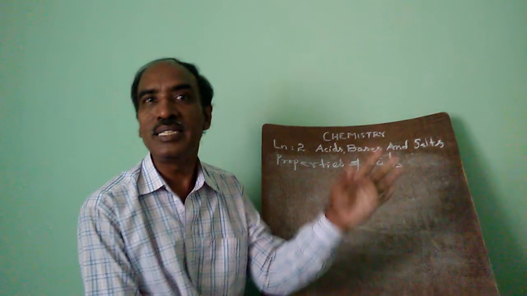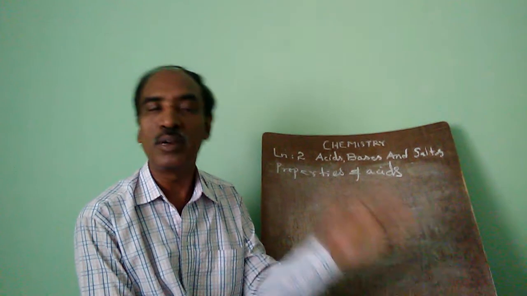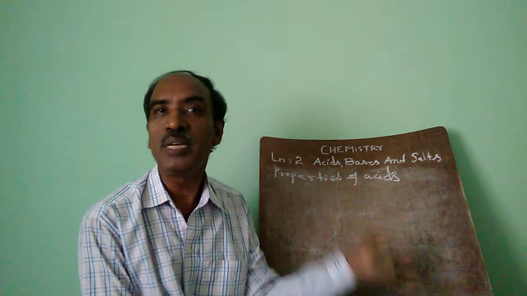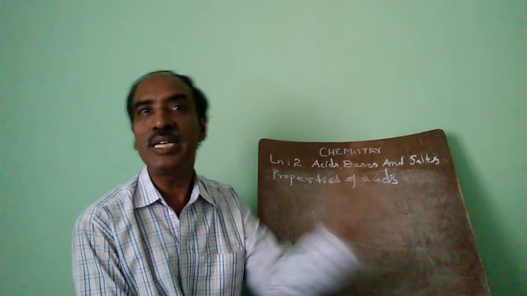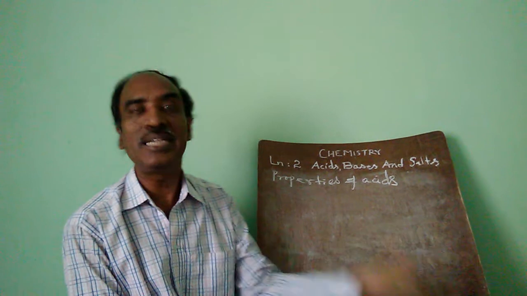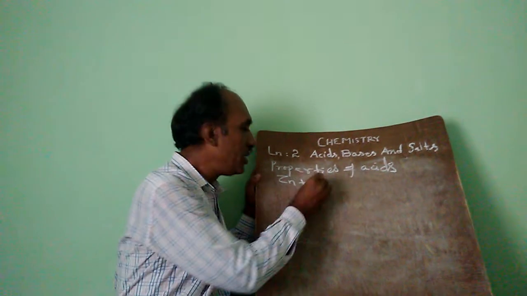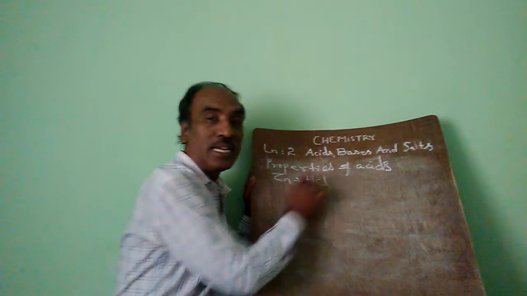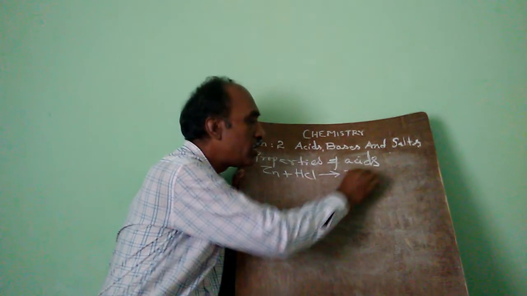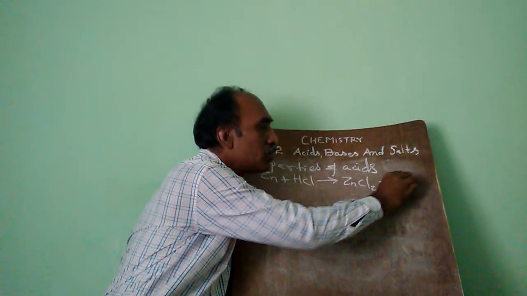And acids have hydrogen ion concentration. That is very important. All acids should have hydrogen ion concentration. And regarding the chemical properties, acids react with metal and form salt with the release of hydrogen gas. For example, zinc, a metal, reacts with HCl, hydrochloric acid, and forms zinc chloride, a salt, plus hydrogen gas.